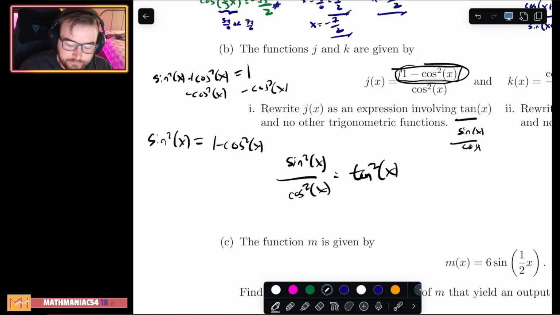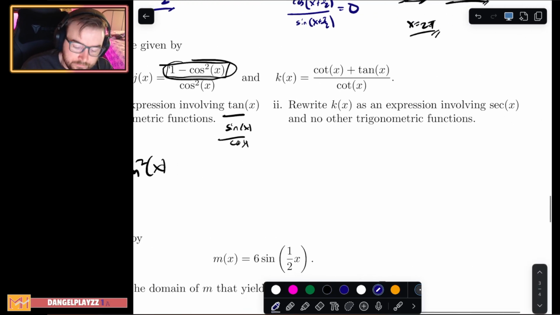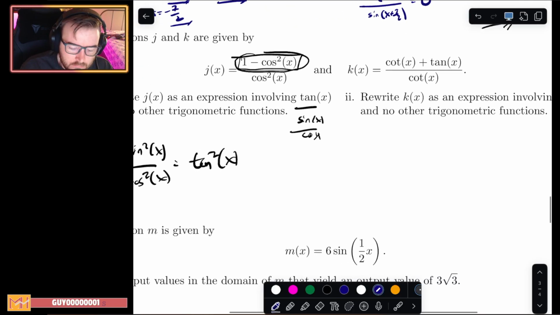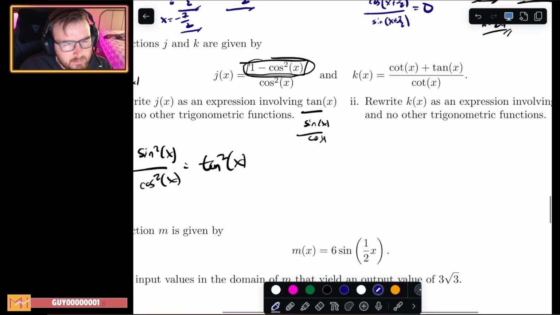Great. That one wasn't too bad. Actually, quite a few people got that right. A lot of people just wrote tangent, though, which I was a little like, well, why'd you get rid of the squared? Sine over cosine is tangent. But if both things are being squared, the squared didn't just disappear.